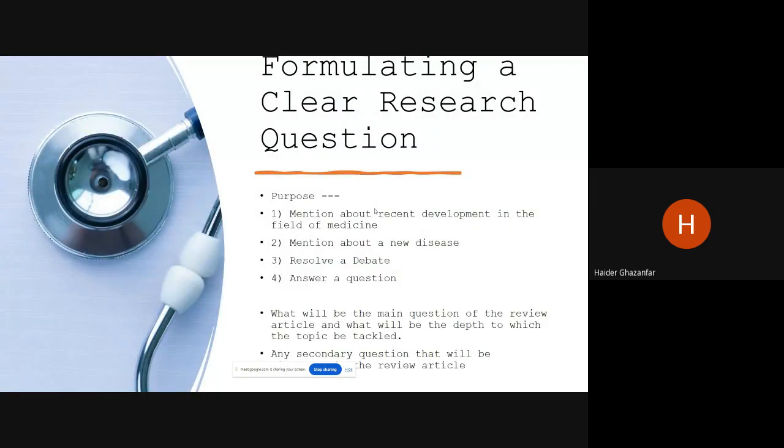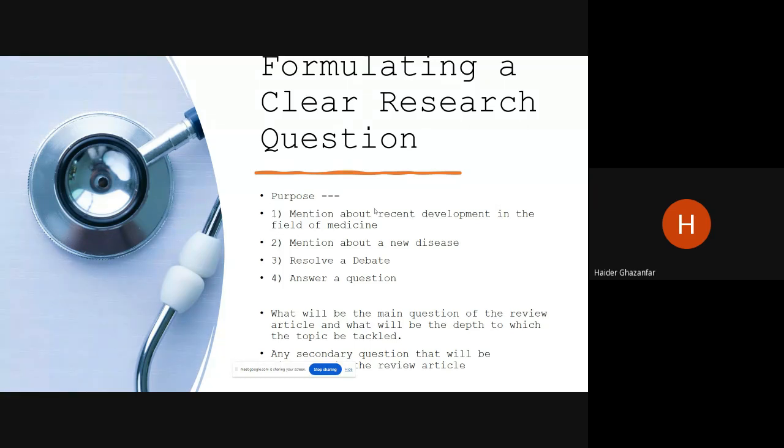So starting with the first subtopic, developing research skills. Formulating a clear research question is really important. Like I said before, mention recent developments in the field of medicine. That can be a purpose of your review article. You can also talk about a new disease. For example, you can write an article about monkeypox, and you can focus on recent advancements or new diagnostic techniques for that specific topic.